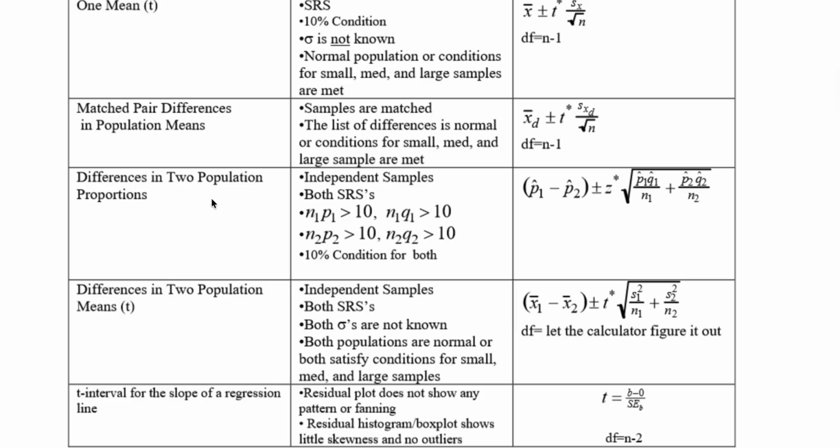Differences in two population proportions, checking independent samples, both SRS, checking np and nq for both samples greater than 10, 10% condition for both. We're using p hat 1 minus p hat 2 plus or minus z star times square root of this whole bunch of things.